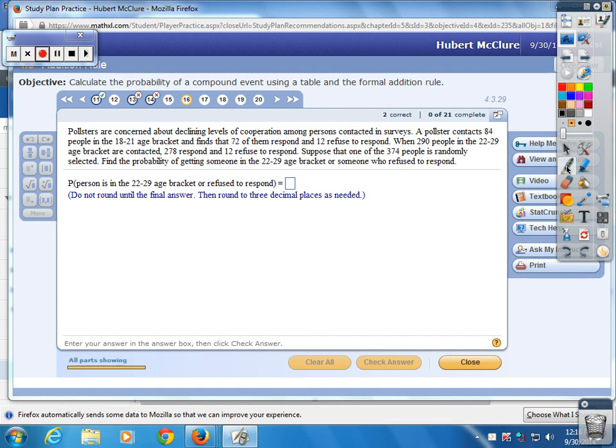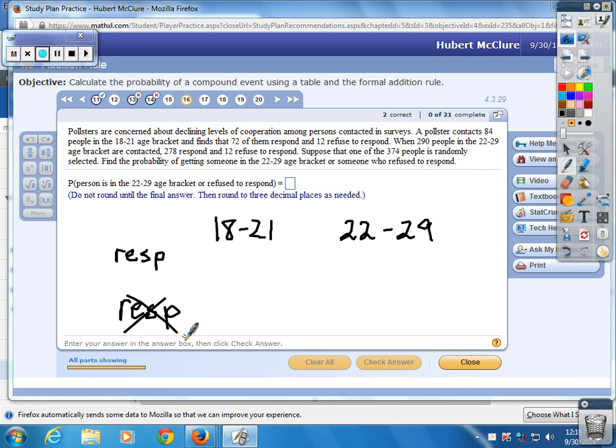18 to 21, and 22 to 29. And these are responded, and these are refused to respond. In the 18 to 21 age bracket, 72 responded and 12 refused to respond. In the 22 to 29, 278 responded and 12 refused.